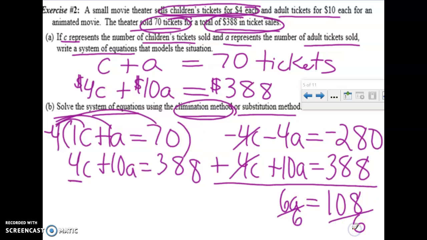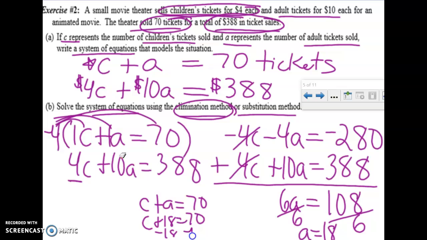Go ahead, keep solving until you get A by itself, and A is equal to 18 tickets. 6 will go into 108 18 times. So that is the number of adult tickets. Now, we do have to take it back and find the number of children's tickets. Much easier to use this top equation than the bottom one. C plus A equaling 70 tickets. If 18 of those tickets are adults, then I'm going to subtract that from 70 and find out that the number of children's tickets is 52.